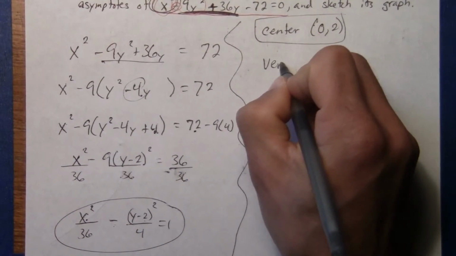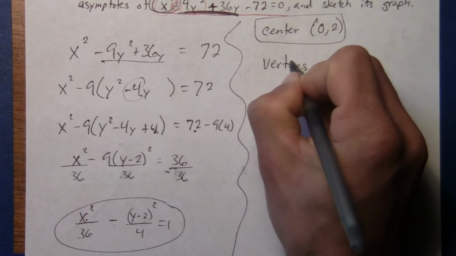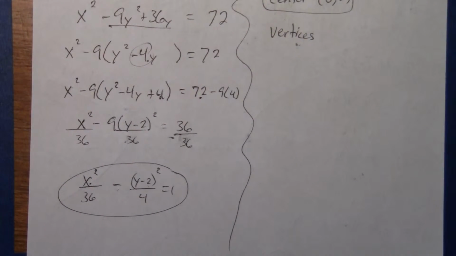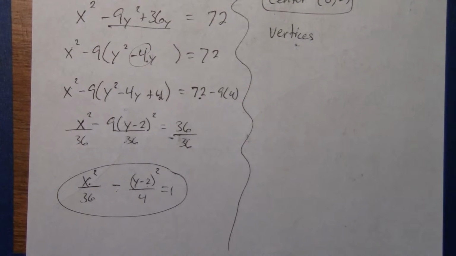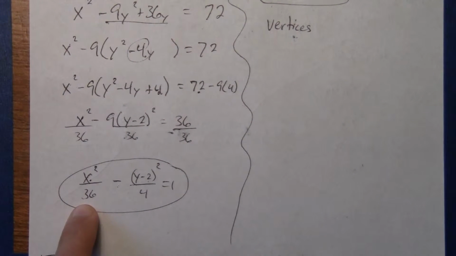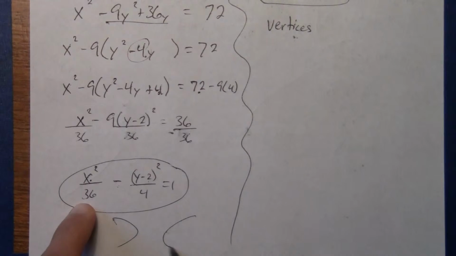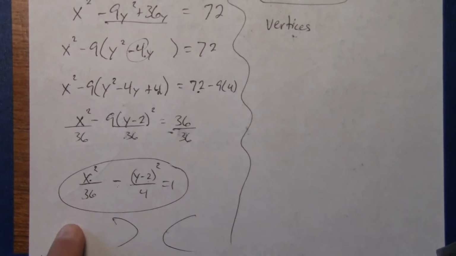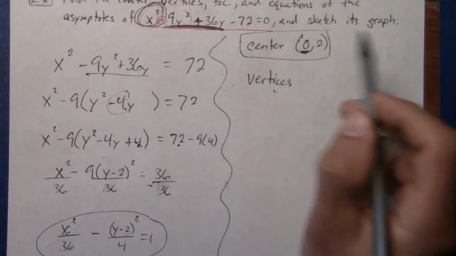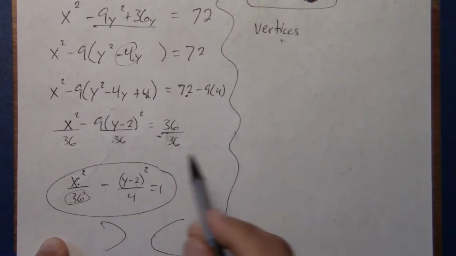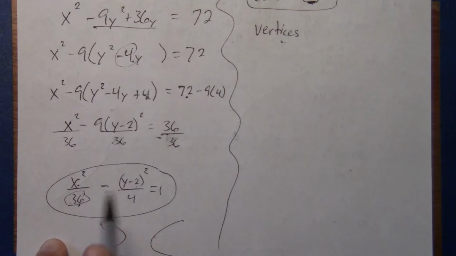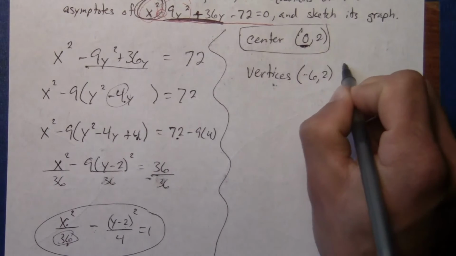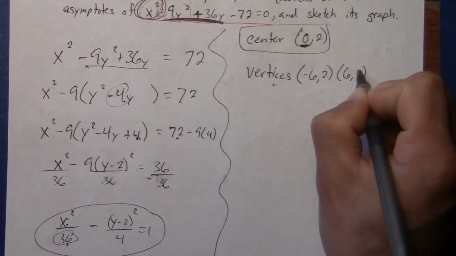Alright, let's look for the vertices. Now remember, it's going to open a specific direction, up or down, left or right, depending on which one's positive. For this one, the positive term is x, so it's opening right and left. My graph would look something like that, which means the vertices are moving right and left from that x value. So they're moving right and left from the 0. How far are they moving? Looks like they're moving 6. So the vertices, if I move 6 to the left, would be negative 6, 2, and if I move 6 to the right, would be positive 6, 2.